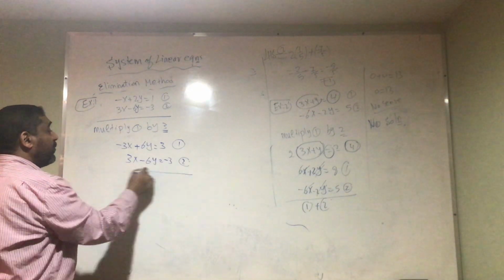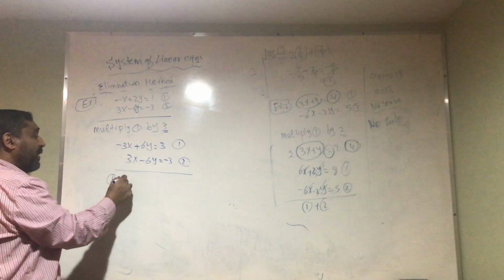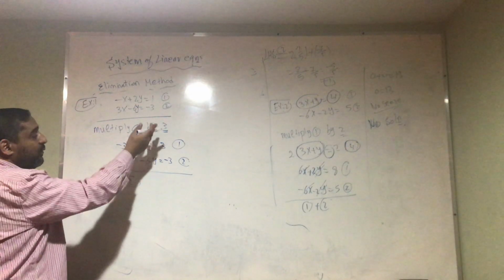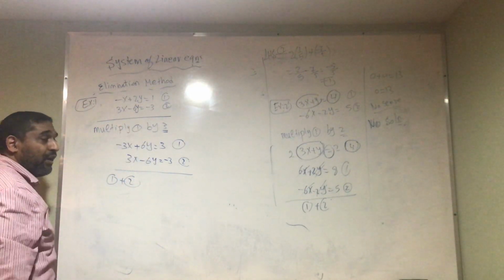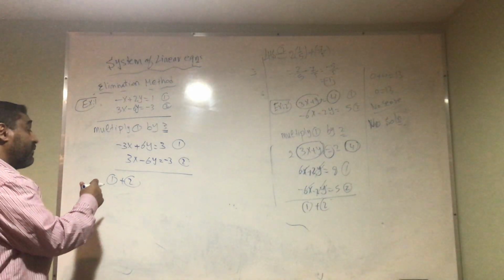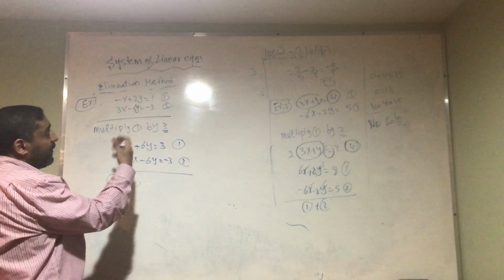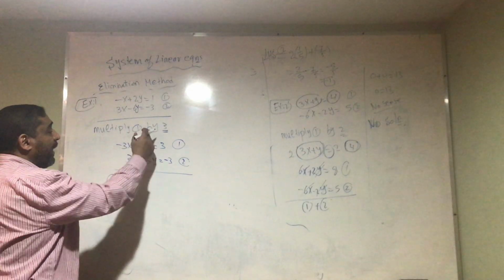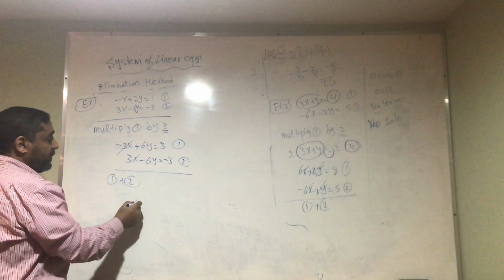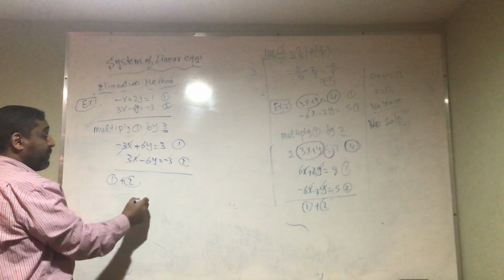Now I'm going to add equation 1 plus equation 2. Sometimes you have to add or subtract. What you really care about is how to get rid of one of the variables. Sometimes you add, sometimes you subtract; either is going to work. So now if I add, what happened? Minus 3x cancels with 3x, so I got 0, and 6y cancels with minus 6y.